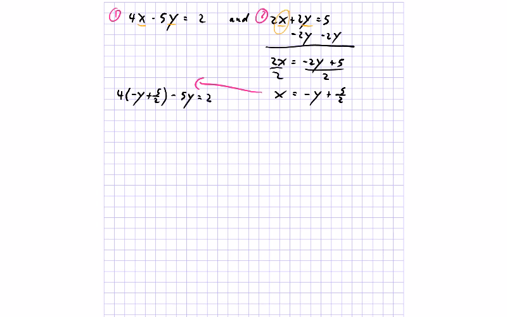Now I can do the algebra. I can distribute the 4. And I'll have negative 4y plus, we'll end up with 10 minus 5y equals 2. And notice I'm down to one equation with one unknown, which is exactly what I wanted to get by making my substitution. Combining like terms gives me negative 9y plus 10 equals 2.